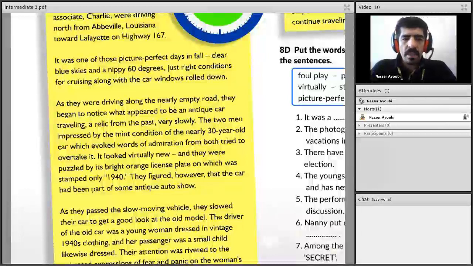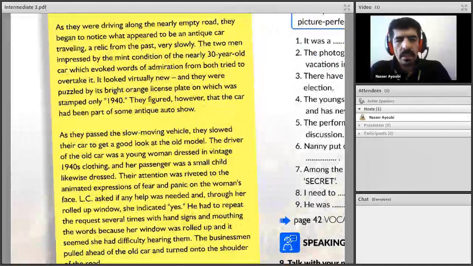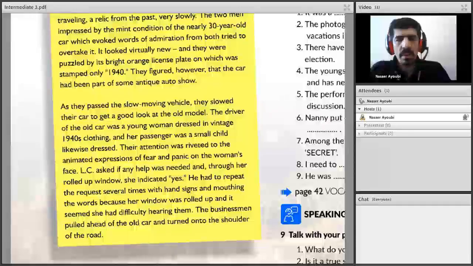They figured, however, that the car had been part of some antique auto show. They figured, they wondered, they thought that the car had been part of some antique auto show, car show, car gallery. As they passed the slow-moving vehicle, they slowed their car to get a good look at the old model.